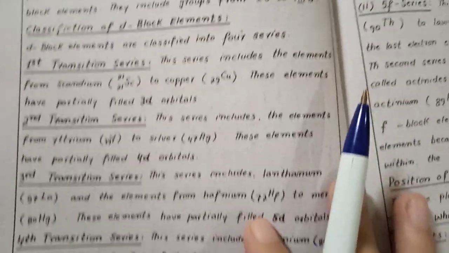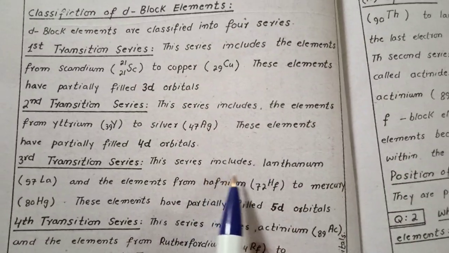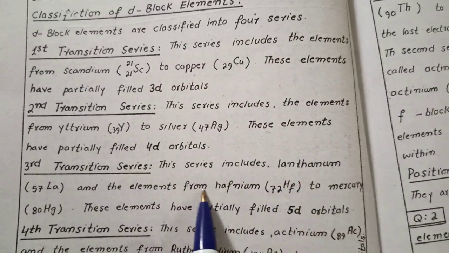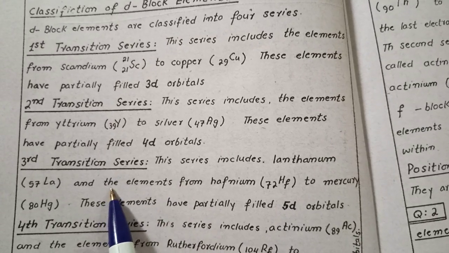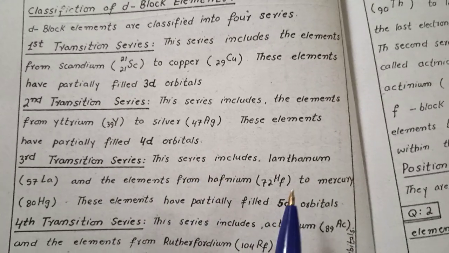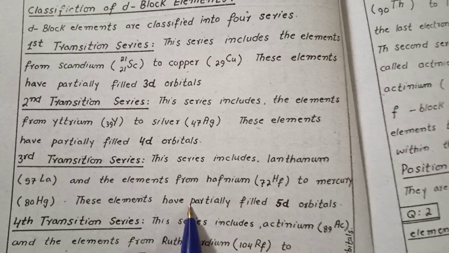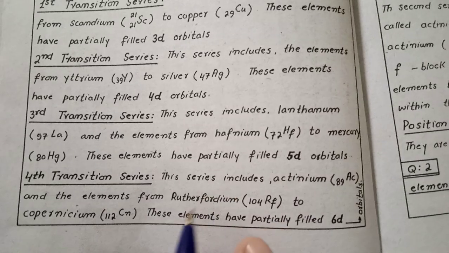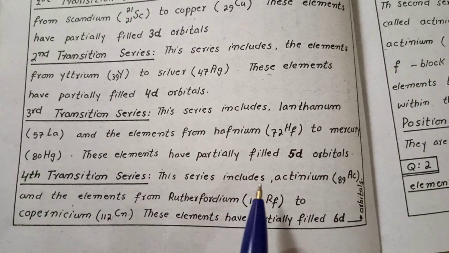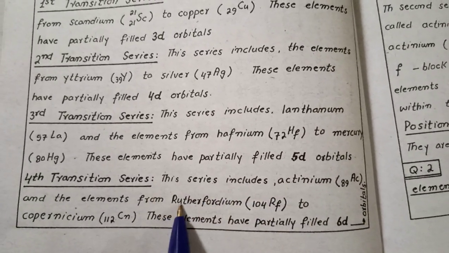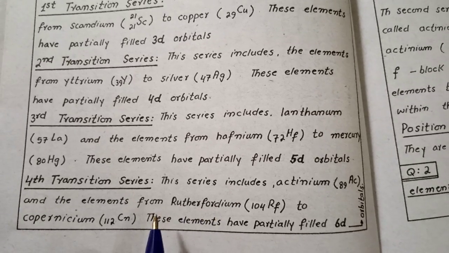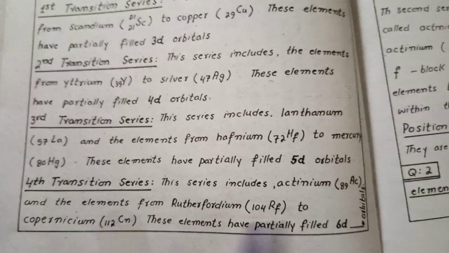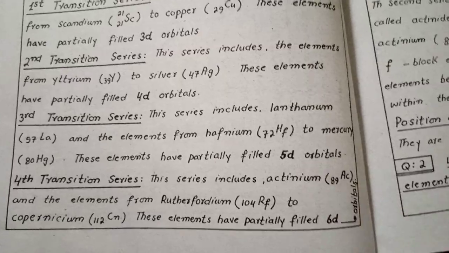And the third transition series includes lanthanum, which is also known as La 57, and the elements from hafnium to mercury, and these elements have partially filled 5d orbitals. Now the fourth transition series includes actinium and the elements from rutherfordium to copernicium. These elements have partially filled 6d orbitals.